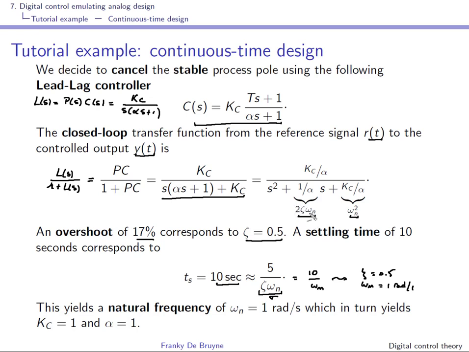So 2 zeta omega_n will be 1, and omega_n squared is 1 as well. You can see from this equality, 1/alpha equal to 1, that we need to take alpha equal to 1. And if alpha is equal to 1, you need to take Kc equal to 1. So we now have our controller that meets the specifications, and we have found values for alpha and Kc.